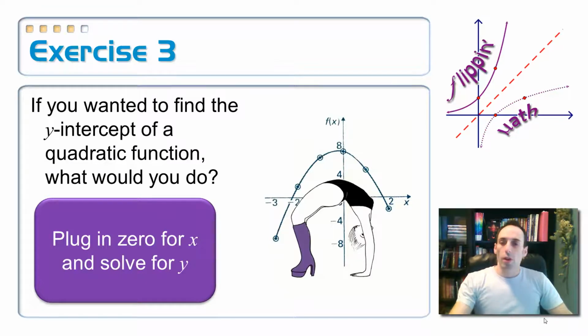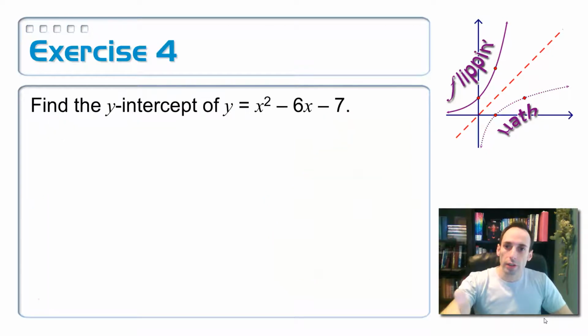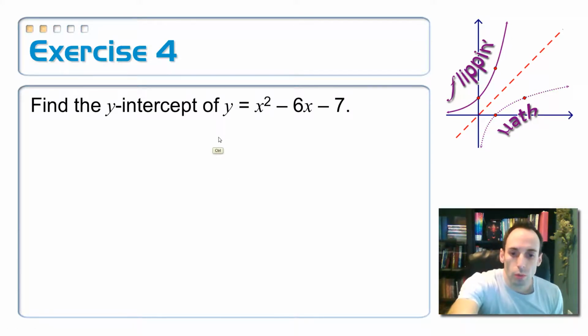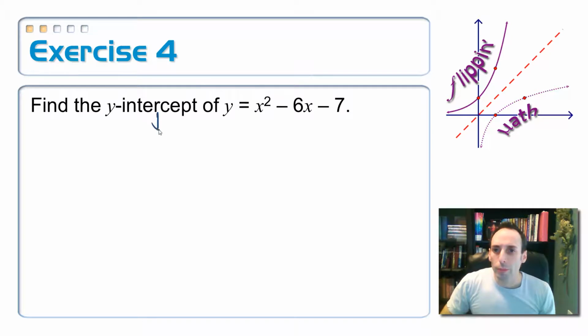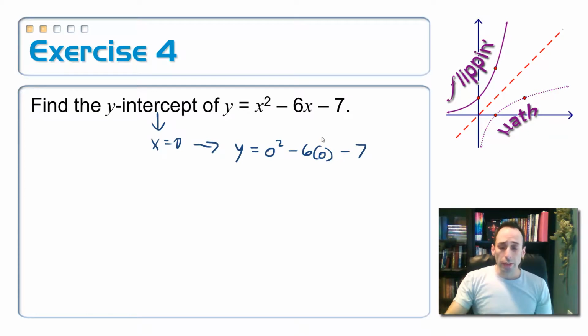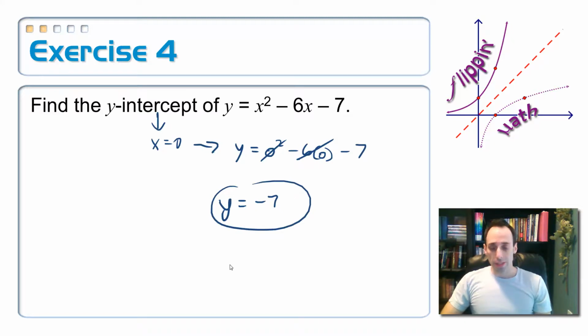Nice. Okay, so we're going to do that right here on this exercise. Find the y-intercept of y equals x squared minus 6x minus 7. So what are we supposed to do if I want the y-intercept? That means x is equal to 0. So y equals 0 squared minus 6 times 0 minus 7. And if you're paying attention, you would understand that this is the same thing as the constant term there, y equals negative 7. The y-intercept is (0, -7).